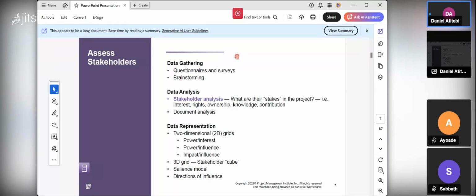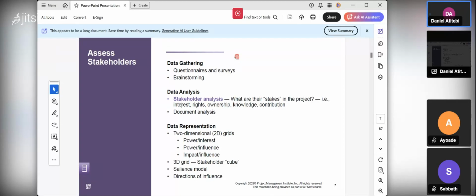What knowledge does that stakeholder have about the project? What is the contribution of that stakeholder in that project? Sometimes to do this, you also need to look at existing documents in the organization, or existing documents about previous projects carried out in your organization, to analyze the stakeholders that participated in those projects and are also participating in your own project. So that data must be analyzed. Information about the stakeholder must be analyzed.